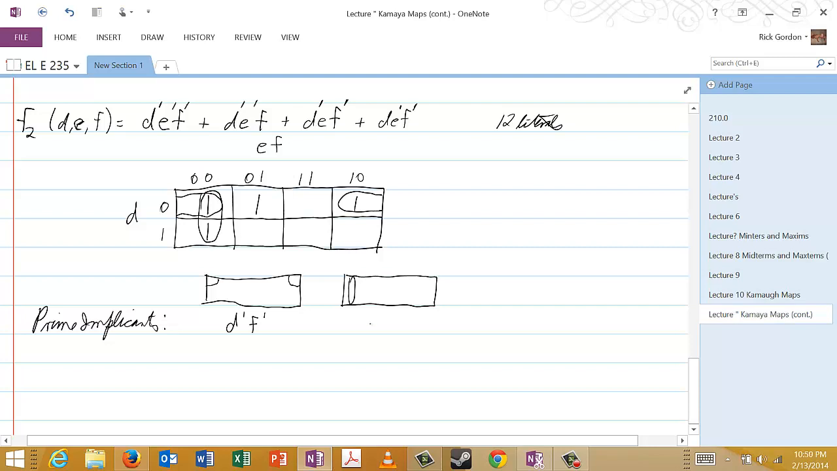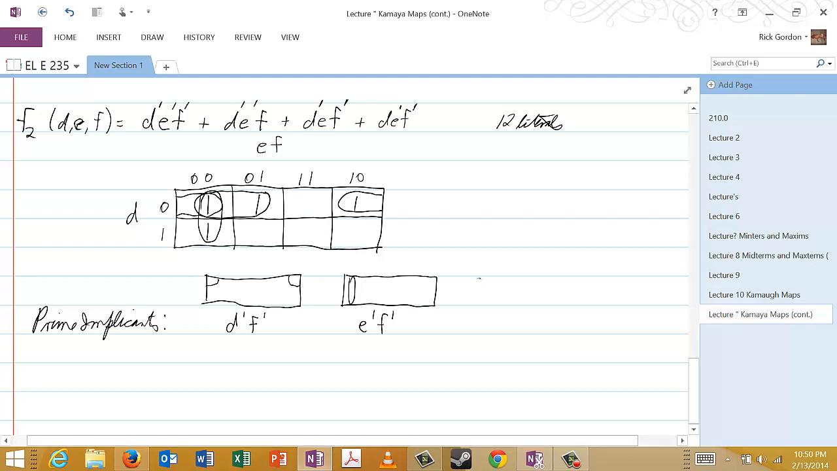So this is E prime F prime. And now I look at the Karnaugh map again, and I see that there's another grouping of 2 1 cells, and it is this one. And again, although it does overlap our 2 previous prime implicants, it's not entirely contained within either one, and therefore we need to have it.